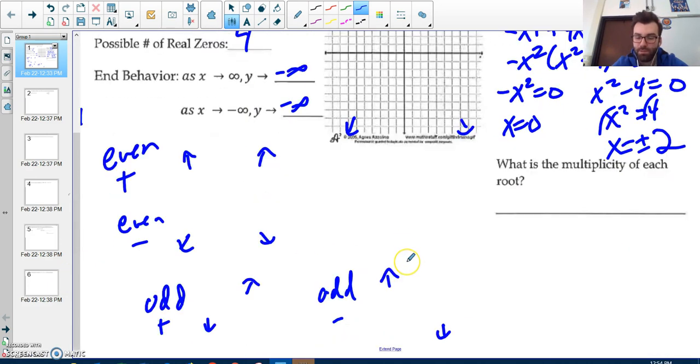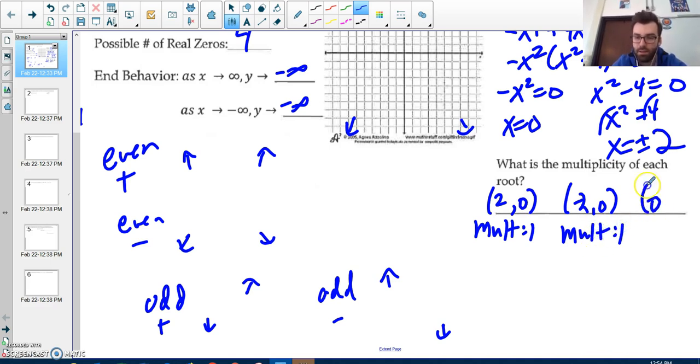Multiplicity is sometimes confusing for people. This positive and negative 2 only appear once. So (2, 0) has a multiplicity of 1, (negative 2, 0) has a multiplicity of 1, and (0, 0) has a multiplicity of 2. Now, why is it a multiplicity of 2? Well, because it's a double root.